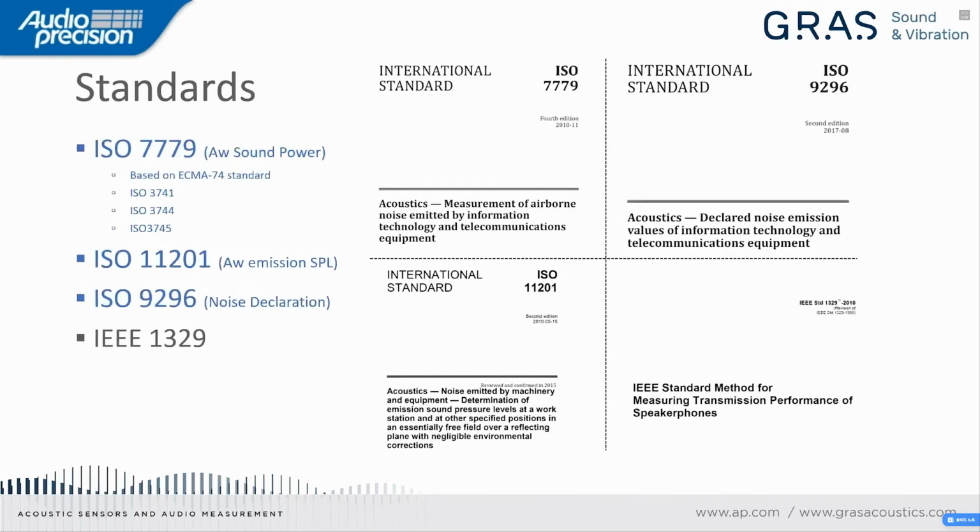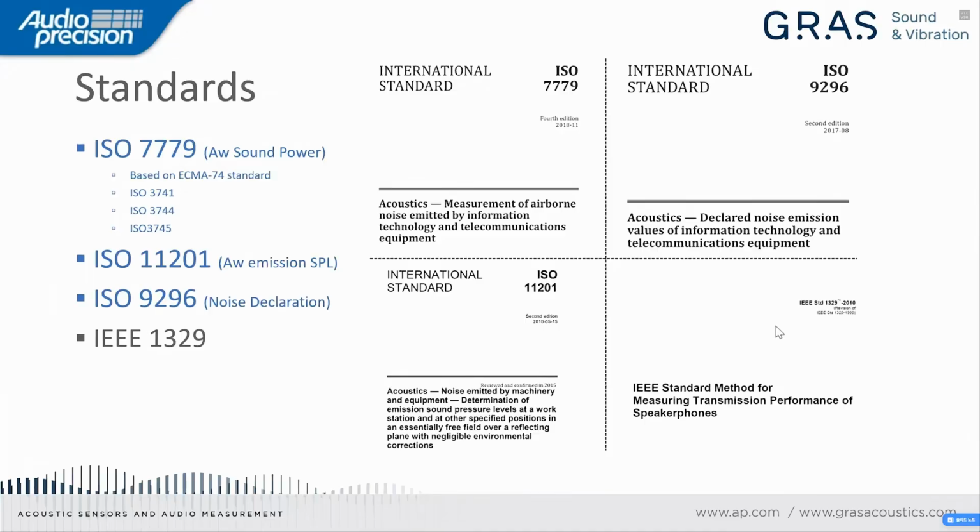And now I will talk briefly about some of the standards that are available for this testing. So these first three ISO standards are part of a family of standards that are used for noise measurements and noise declaration. The ISO 7779, that is based on the ECMA 74 standard, specifies procedures for measuring and reporting the noise emission of information technology and telecommunications equipment. And of course, this includes devices such as PCs, laptops, and tablets.